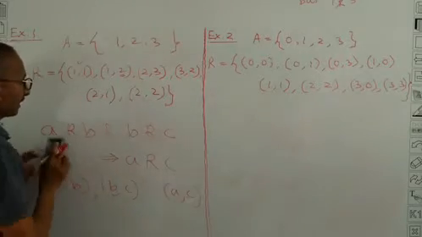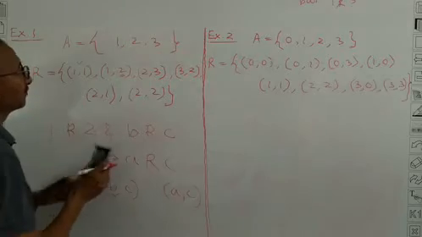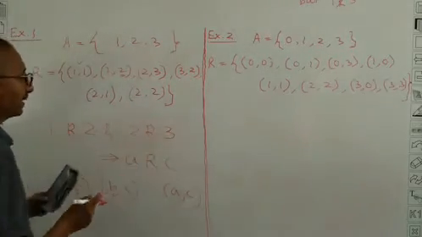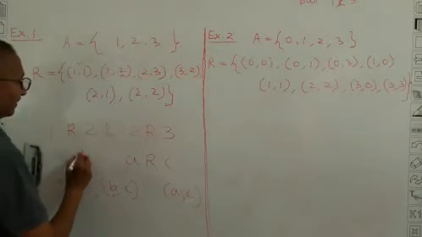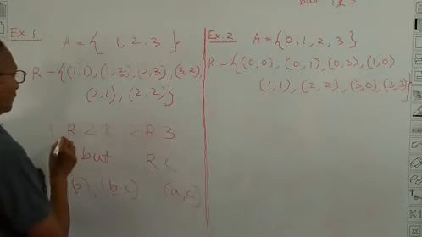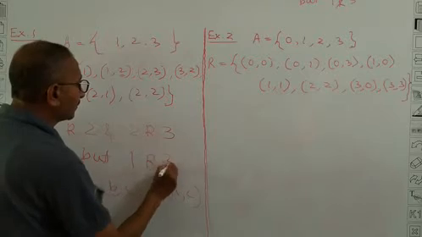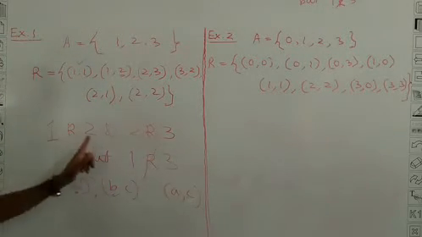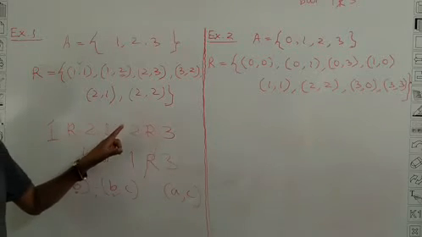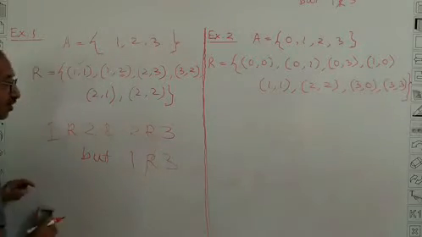So that means what? 1 is related to 2, 2 is related to 3, but 1 is not related to 3. So this one example is enough to show that it is not transitive. So this relation is not transitive.